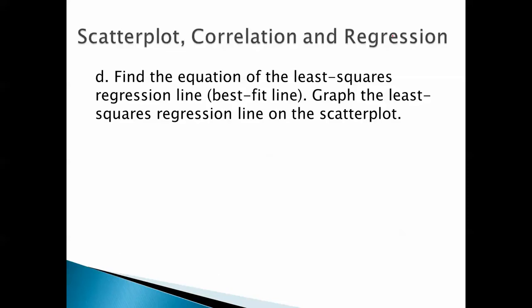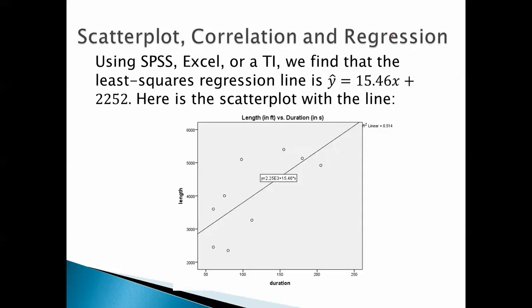Find the equation of the least squares regression line, also called the best fit line, and graph the least squares regression line on the scatter plot. Okay, using SPSS, Excel, or even a TI, we find that the least squares regression line is y hat equals 15.46x plus 2252. Again, recall that we use y hat with a least squares regression line. Y hat is the predicted value of y. And here's the scatter plot with the line.